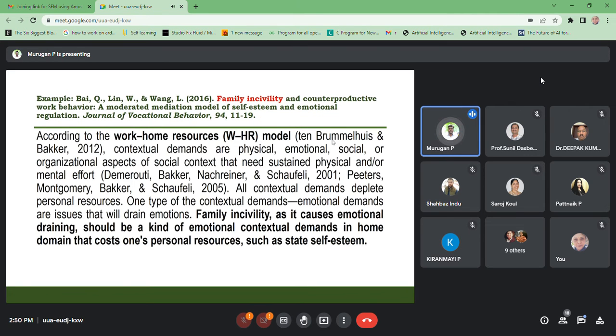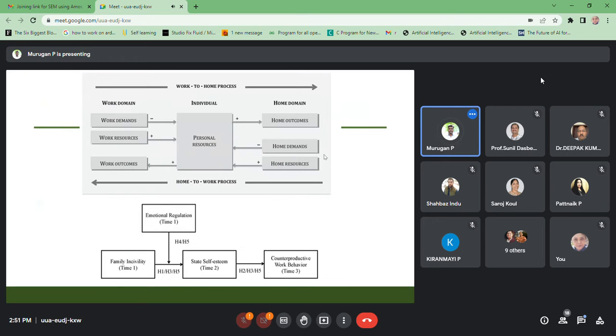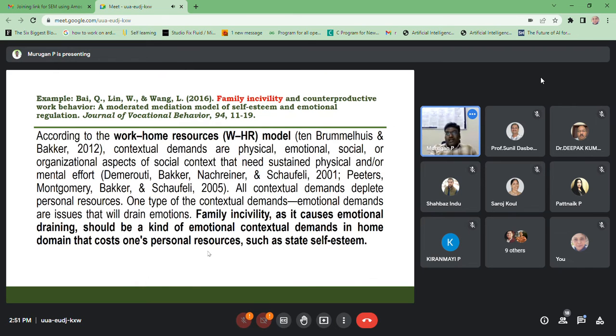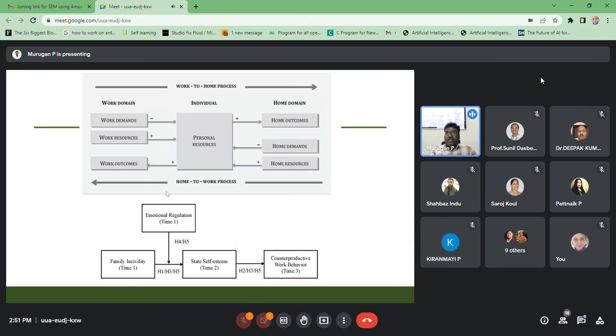Now, we have seen a lot of examples. Now, I would like to show you the way in which people have narrated or created their hypothesis, wherever they have tested some kind of mediation hypothesis. Now, look at this model. Here they are trying to test the relationship between family incivility and counterproductive work behavior through state self-esteem. This model is coming from this particular paper, 2016 reference, family incivility and counterproductive work behaviors, a moderated mediation model of self-esteem and emotional regulation. Basically here they are testing a moderated mediation hypothesis, but my objective is just to narrate some story about how state self-esteem is used as a mediator.